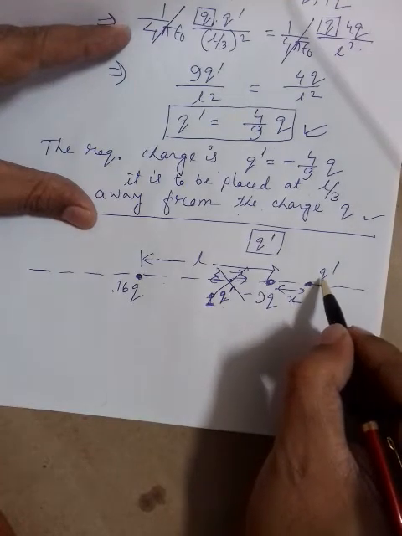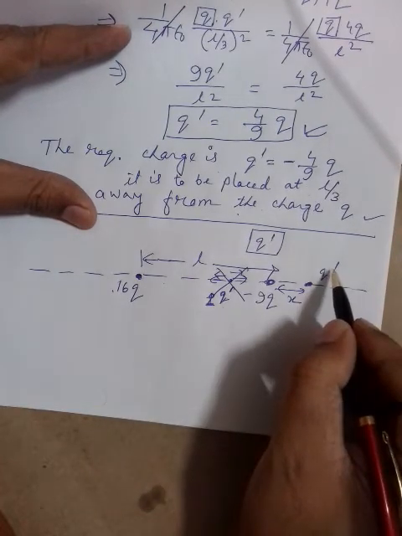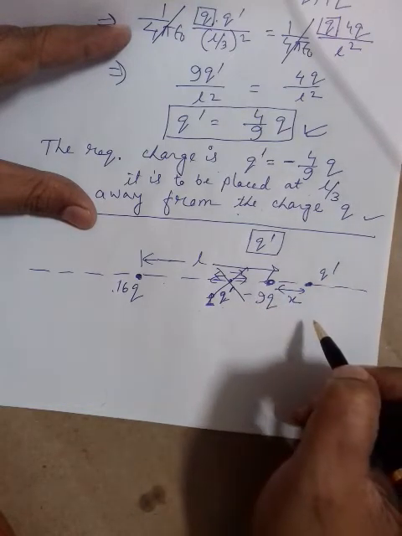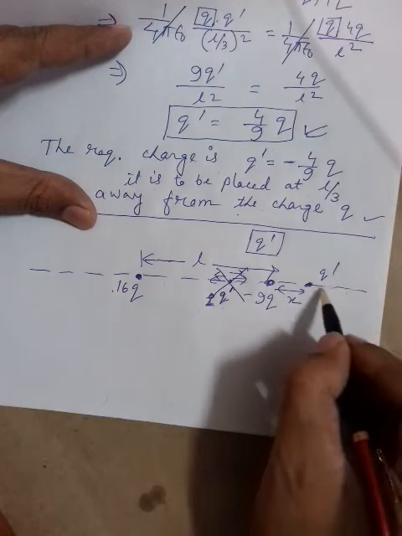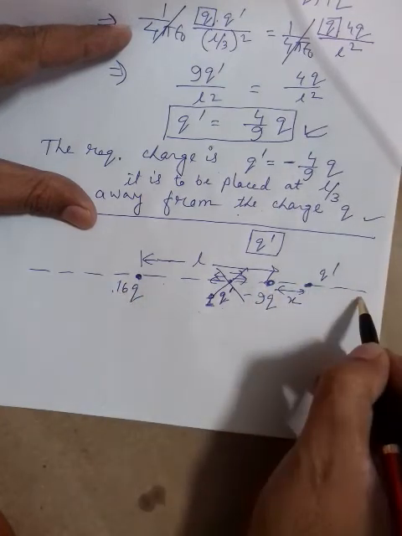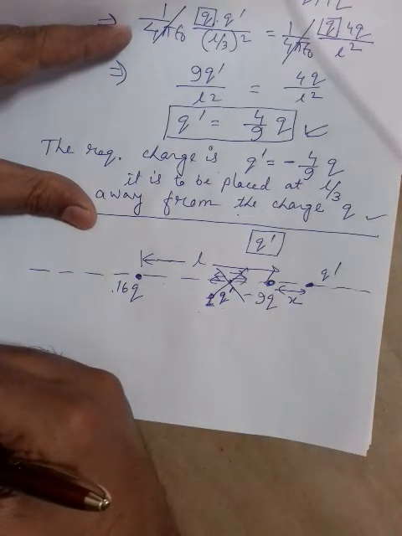If it is possible here, I am showing say it is a positive charge, I am making a guess, it may be negative also. If it is positive charge, minus 9q will attract and this 16q will repel. So they are on the opposite side. Minus 9q will attract and 16q will repel. So there is a chance.